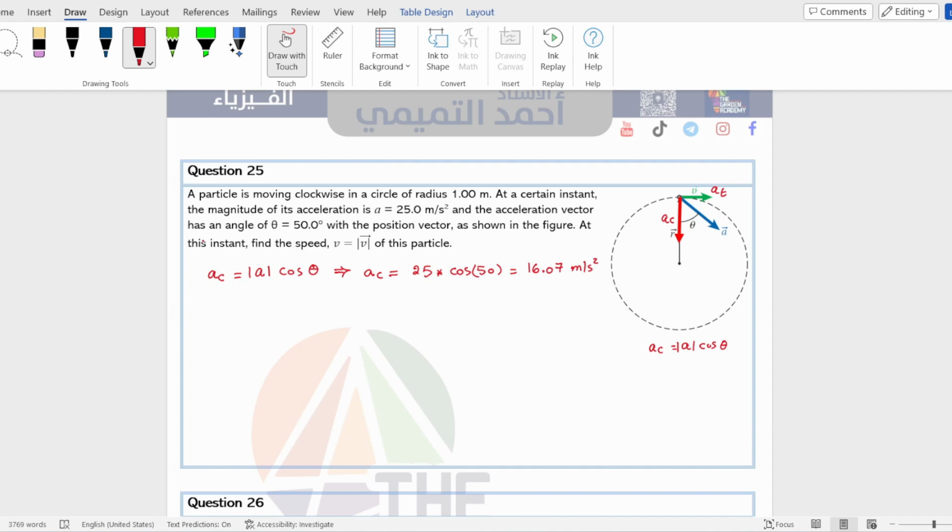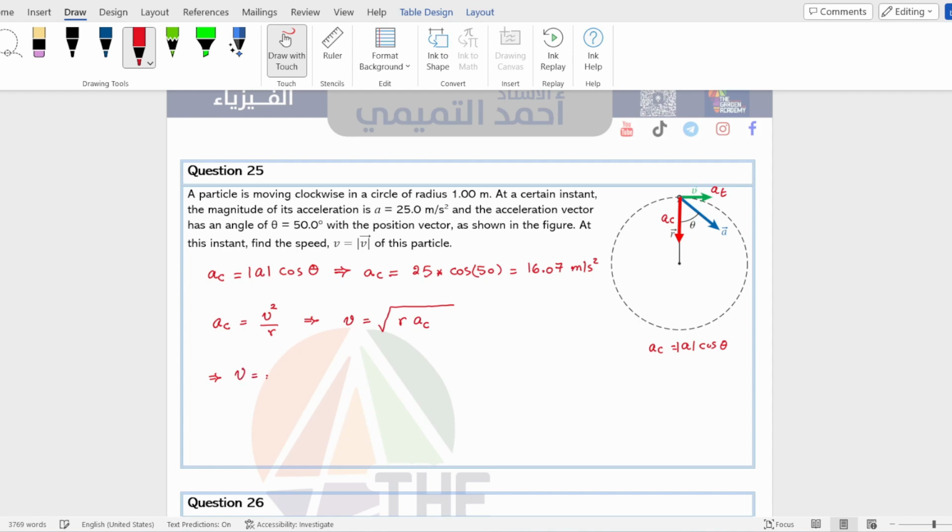Then we write down the equation of the centripetal acceleration. It's A sub C equal to V squared over R. Now we can find V basically by multiplying both sides by R and then taking the square root of both sides. So we say V is equal to the square root of R times centripetal acceleration. Let's substitute here.